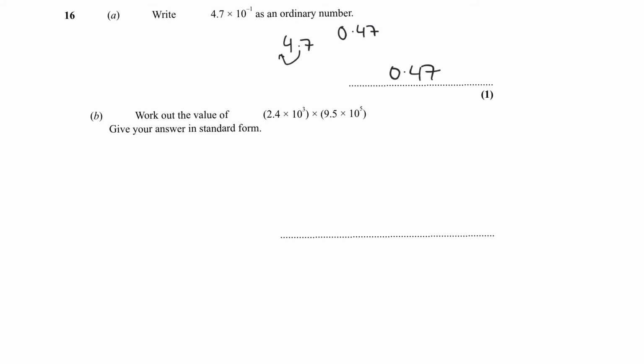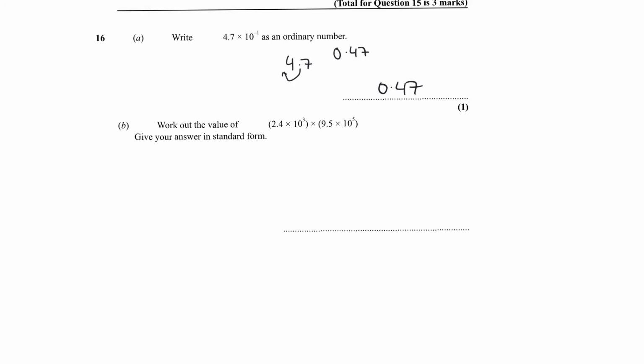Then this time we're multiplying standard forms and we're leaving our answer in standard form. Really and truly, you could actually put this all into your calculator, it's a calculator paper. And so that would leave you with an answer of 2.28 times 10 to the power of 9.